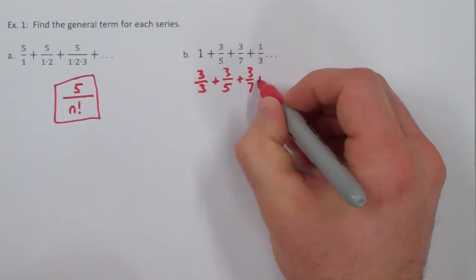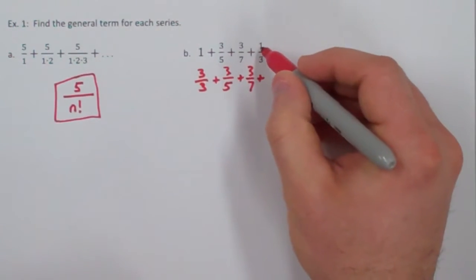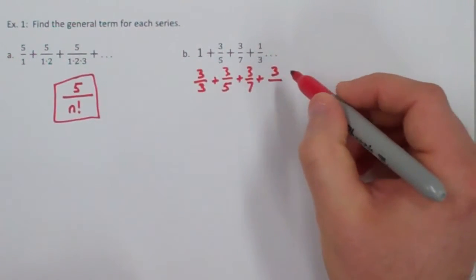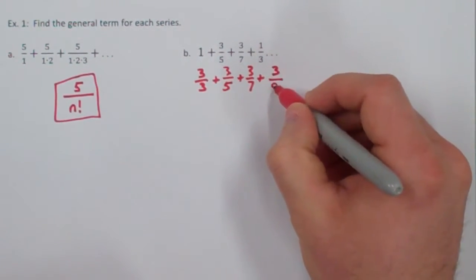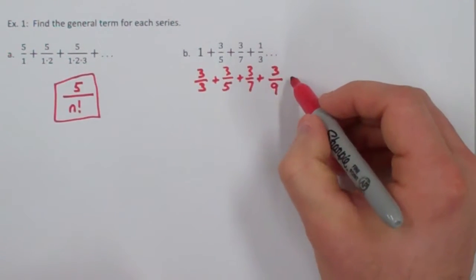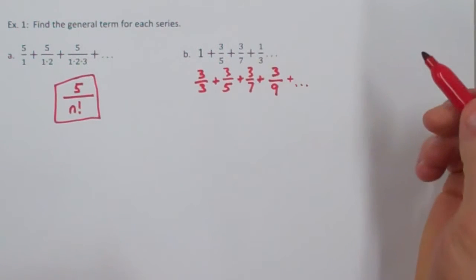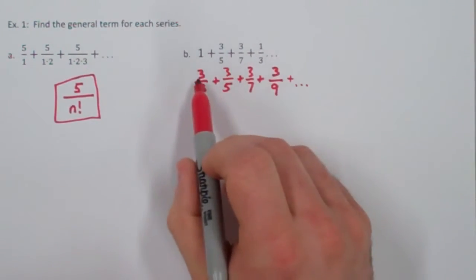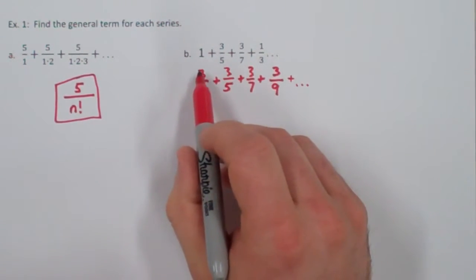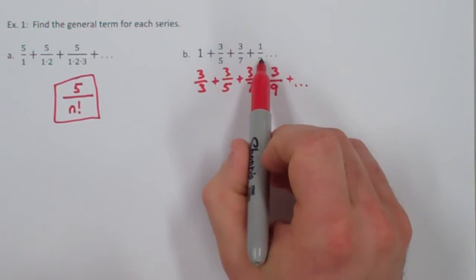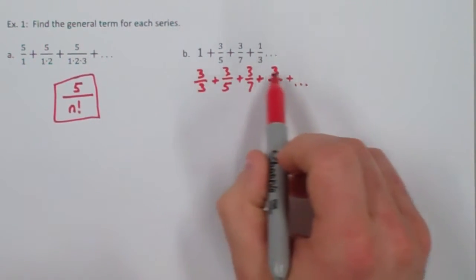And then 1/3 here can be rewritten. We're going to try to rewrite this with a numerator of 3 again, see if we can get all of them the same. And then 1/3 would be the same as 3 over 9 if we wrote that 3 there. So this is going to continue on, and all we need to do is find the general term here. Now that we've rewritten these terms, it does make sense.